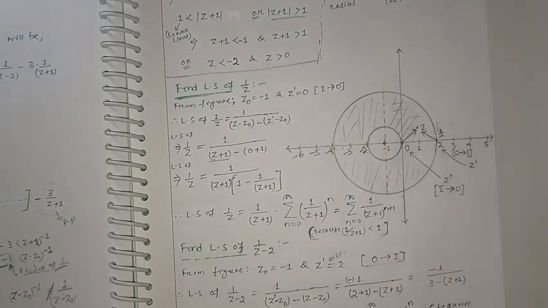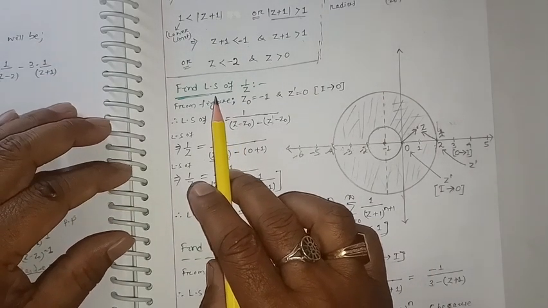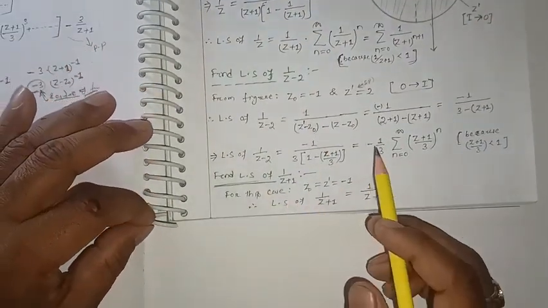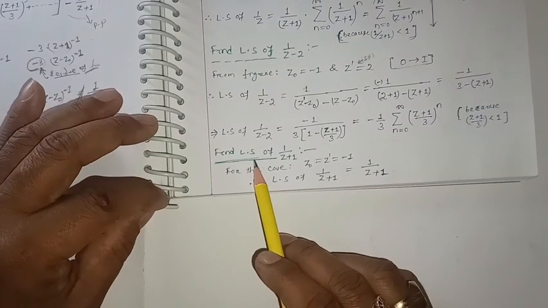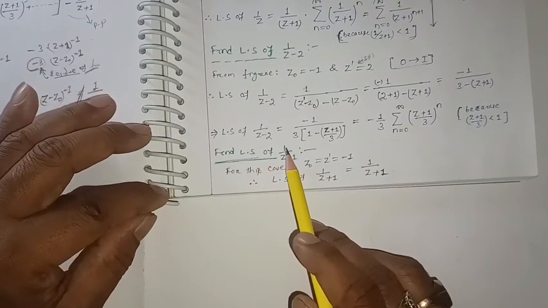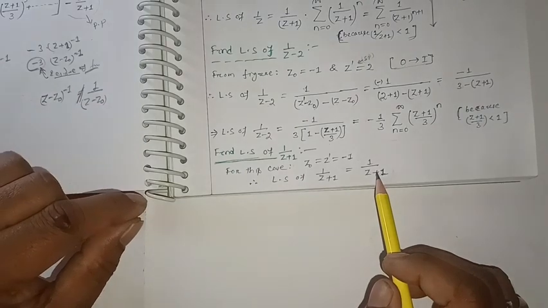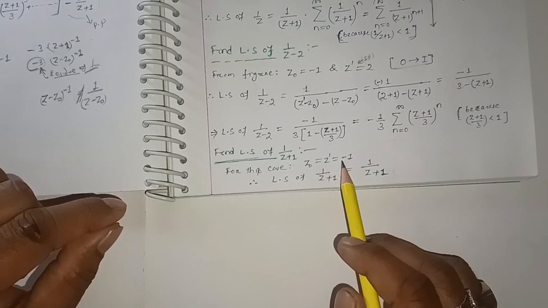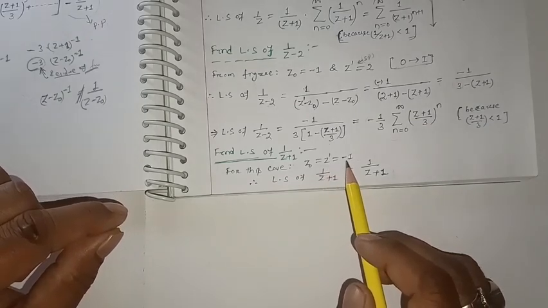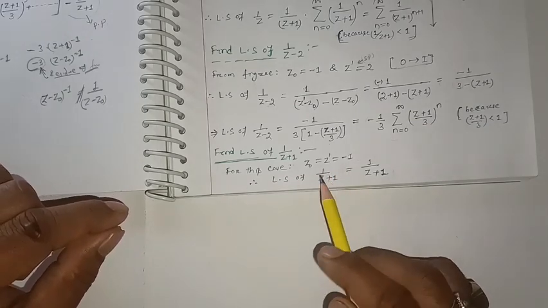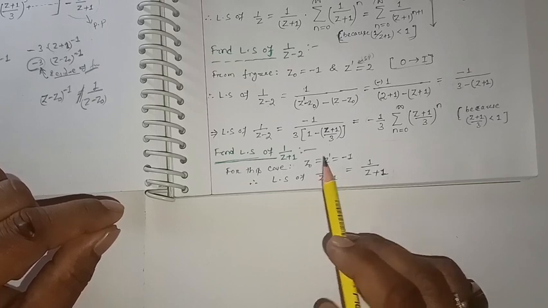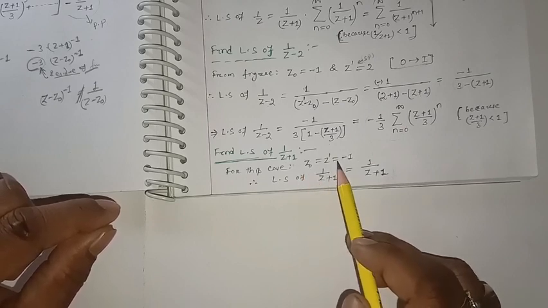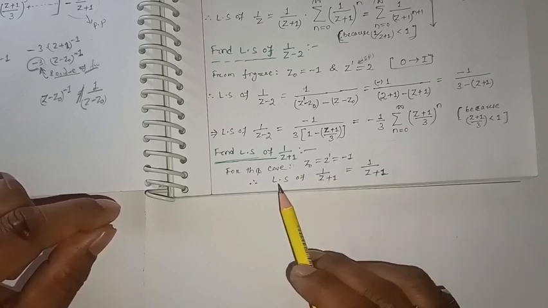Then we evaluated the Laurent series of 1 by z, 1 by z minus 2, and 1 by z plus 1 separately. Here you can see that when we evaluated the Laurent series of 1 by z plus 1, we found the same value, because here z dash and z0 have coincided with the same point, that is -1. As we discussed, z dash is the singular point and z0 is the point about which we have to find the Laurent series. Here both coincide, which means the function itself is the Laurent series of that function.